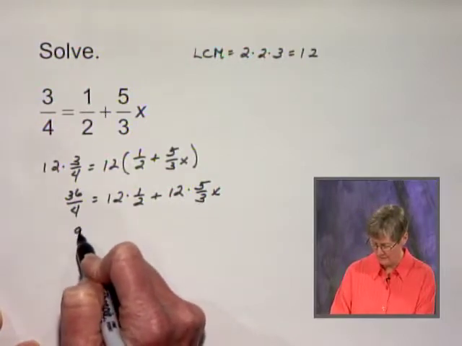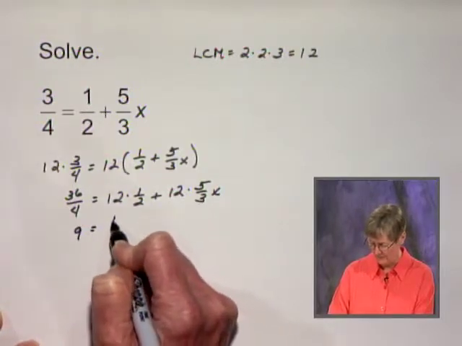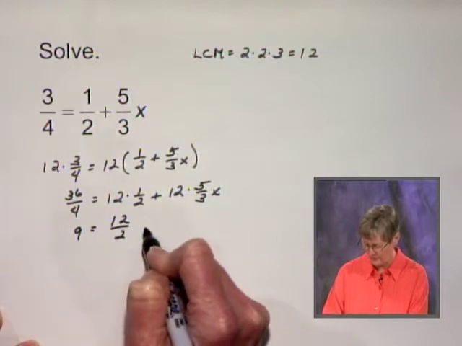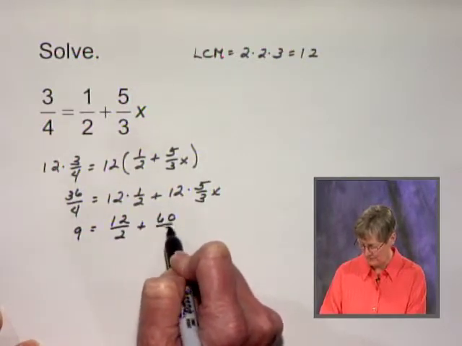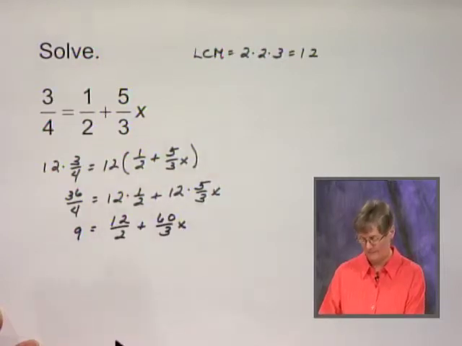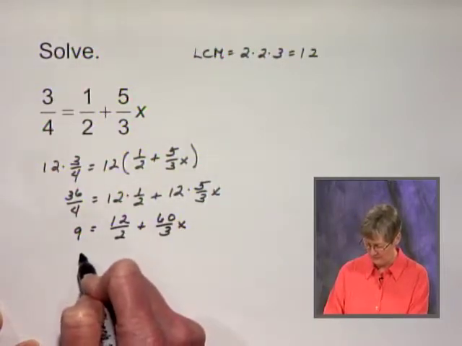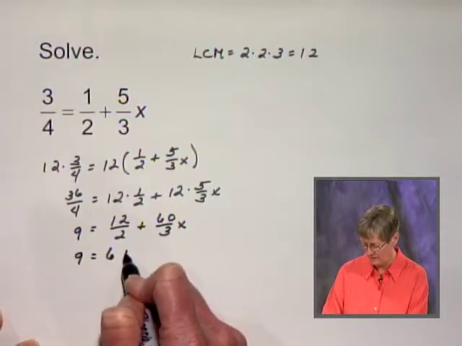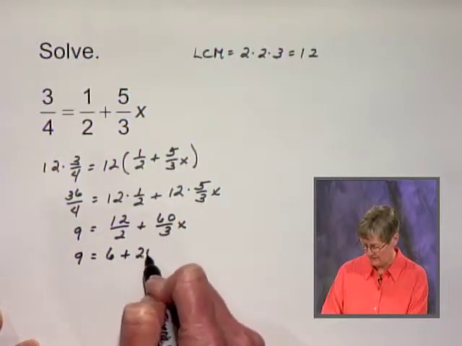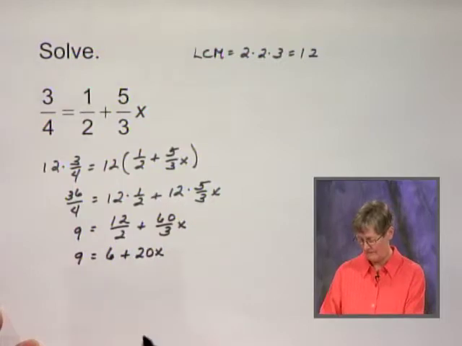36 divided by 4 is 9. 12 times 1/2 is 12 over 2. And 12 times 5/3 gives me 60 over 3, and that's times x. Now let's simplify these two fractions. I have 9 is equal to 6, 12 divided by 2, plus 60 divided by 3, 20, times x.